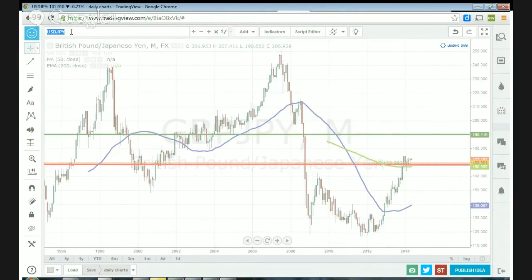So if the market falls 30 pips on dollar yen, that will hit my stop. I won't lose any money. Of course, I won't gain any money. But that's where we're at on dollar yen.